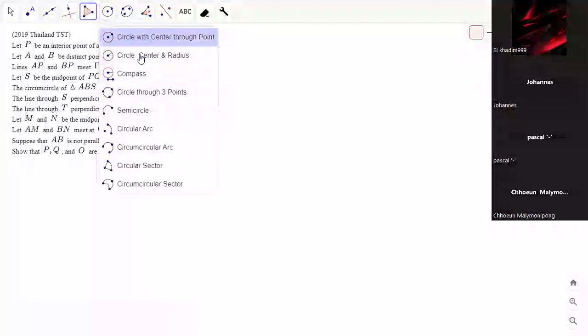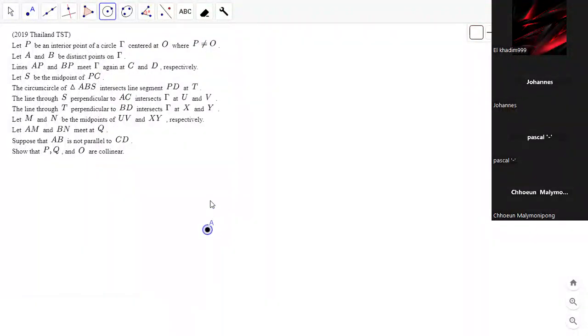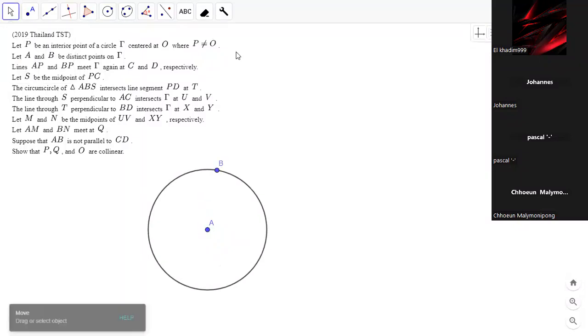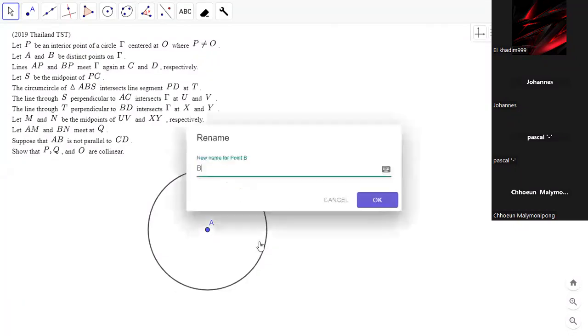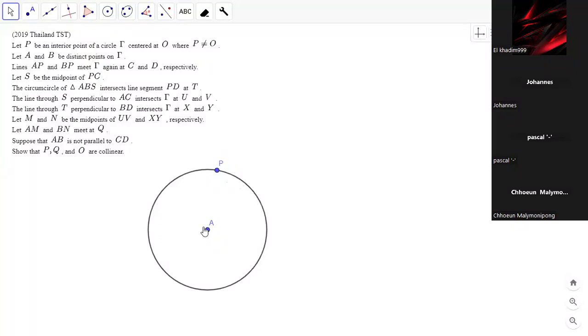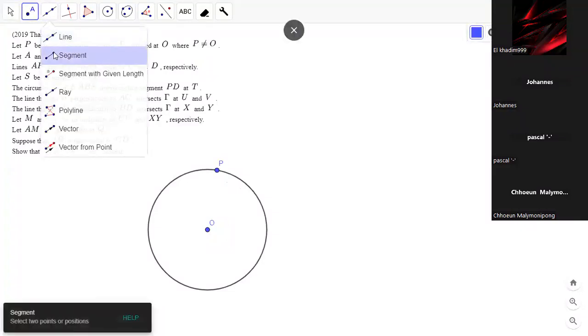The circle with center O. Where, what does it say? Where P, sorry, my screen sharing thing is, P is not O. Okay, so that seems easy enough. So that's P, this is O, and A and B are 2 points on it.